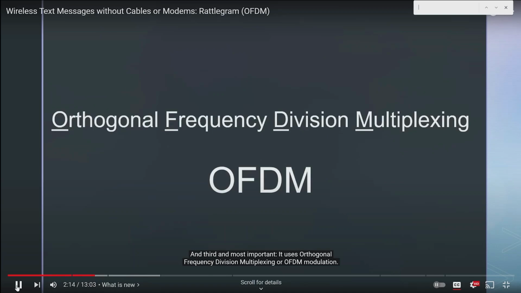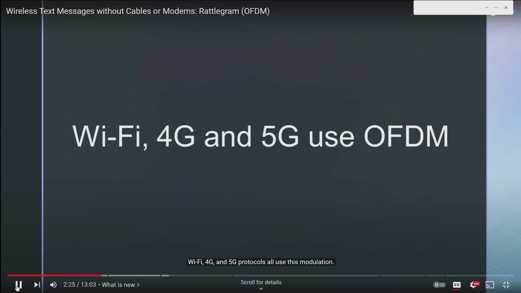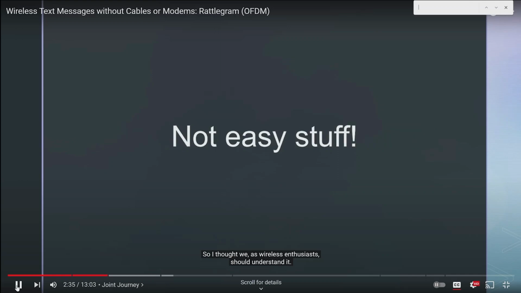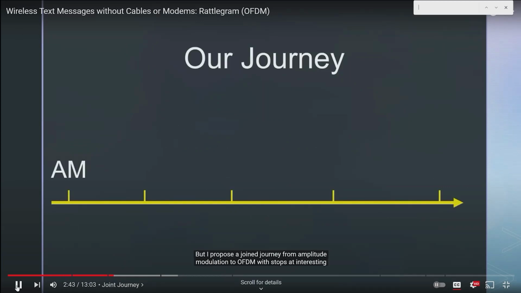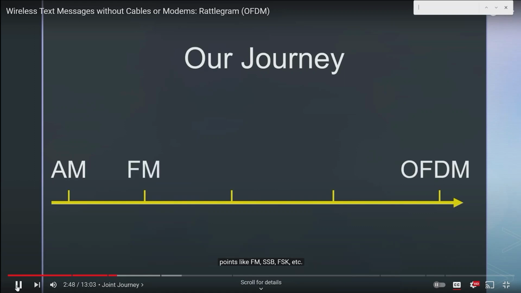And third, and most important, it uses orthogonal frequency division multiplexing, or OFDM modulation, which is the hottest modulation of our time. Wi-Fi, 4G and 5G protocols all use this modulation. So I thought we, as wireless enthusiasts, should understand it. Unfortunately, it is a bit more complex than just amplitude modulation. But I propose a joint journey from amplitude modulation to OFDM, with stops at interesting points like FM, SSB, FSK, etc.